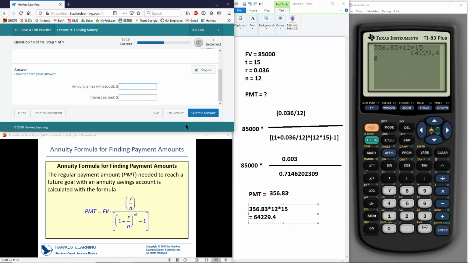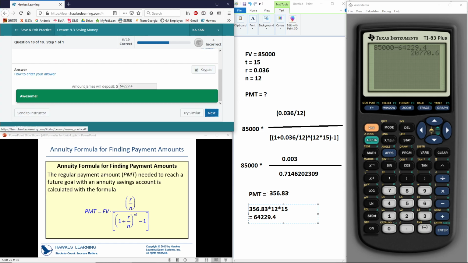So let's try that. 64,229.40. How much interest did we earn? Well, that's not too bad, because look at this, right? You can look at the future value, 85,000. So let's just do 85,000 minus this guy, 64,229.4. And the interest that he generates is 20,770.6. There you go.